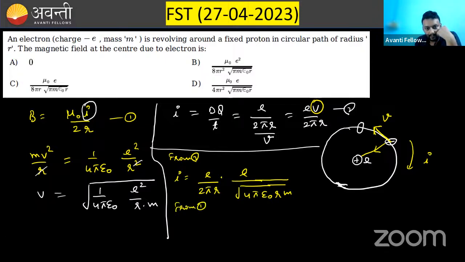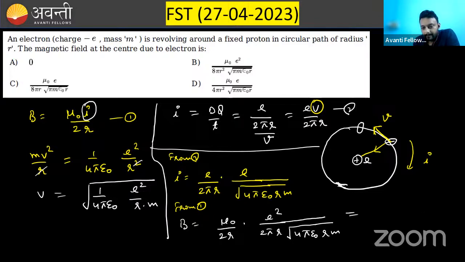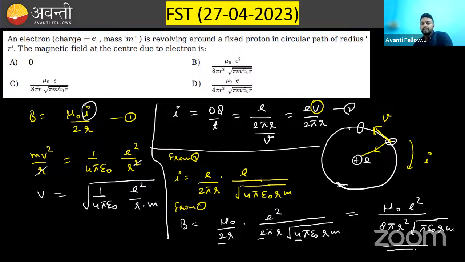Now put this value in equation 1. B = μ0/2r times I, where I is e² over 2πr times the square root of 4πε0 r m. Taking out the 4 under the root, it becomes 2, so with the 2 and 2 already there, the result is B = μ0 e² / (8π r² √(π ε0 r m)). You can check which answer is correct: μ0 e² over 8π r² times the square root of π m ε0 r.